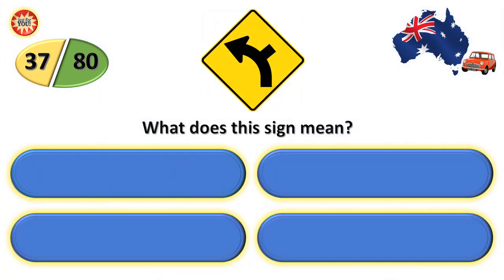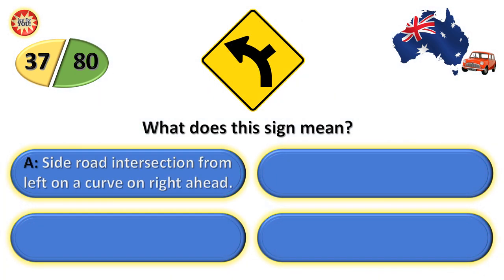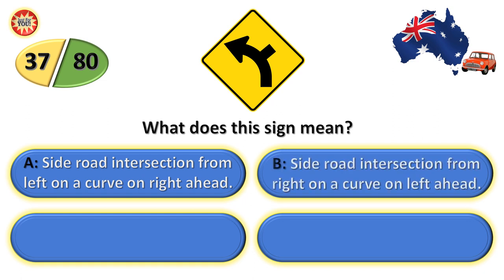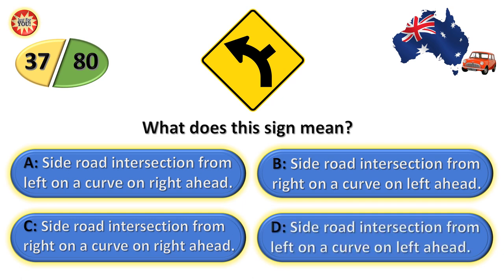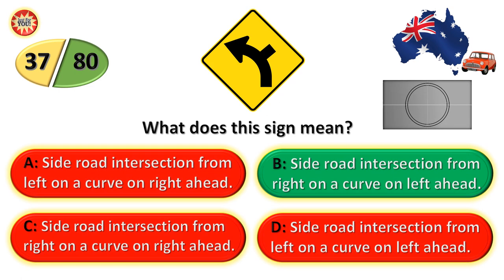What does this sign mean? Side road intersection from left on a curve on right ahead. Side road intersection from right on a curve on left ahead. Side road intersection from right on a curve on right ahead. Side road intersection from left on a curve on left ahead. Side road intersection from right on a curve on left ahead.